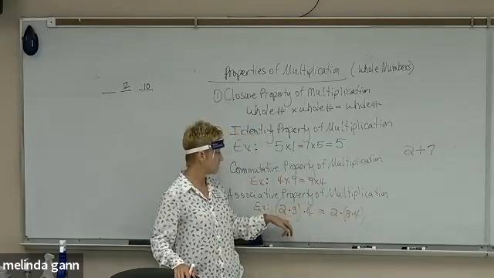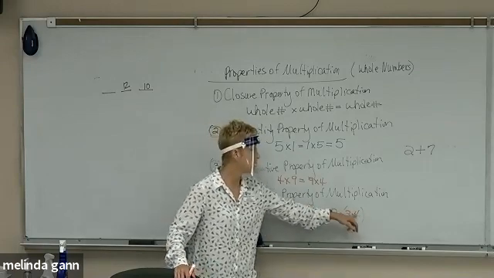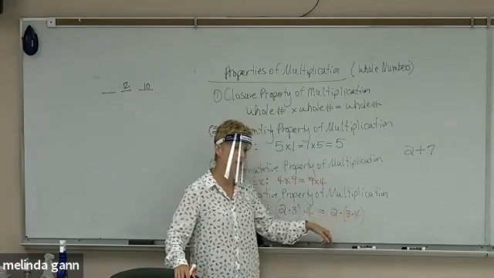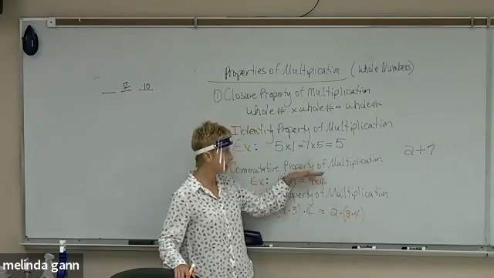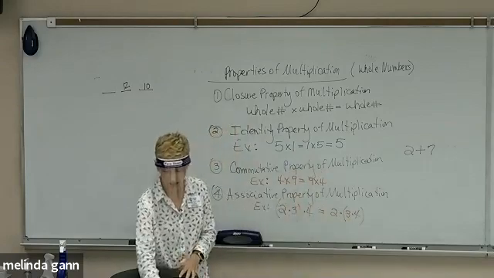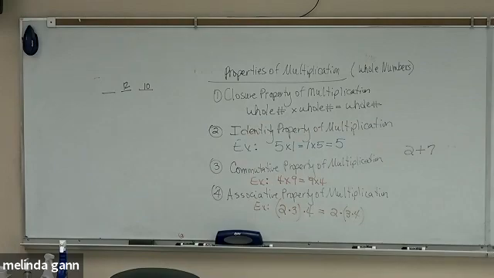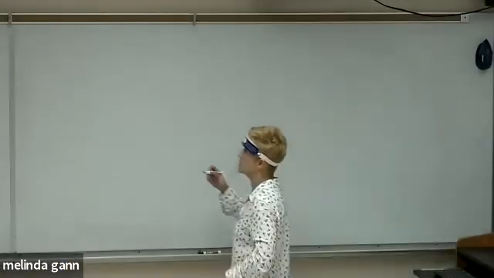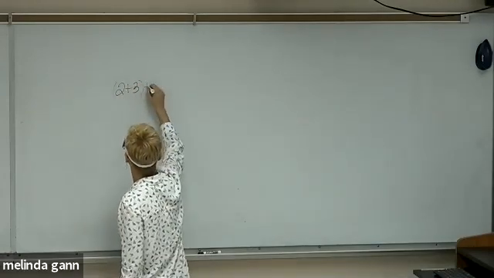Well, 2 times 3 is 6, and 6 times 4 is 24. Well, 3 times 4 is 12, and 2 times 12 is also 24. So I can change the order, and I can change the grouping, and still not change the answer. Now, let me warn you about something. What you don't want to do to a kid is this at the beginning.